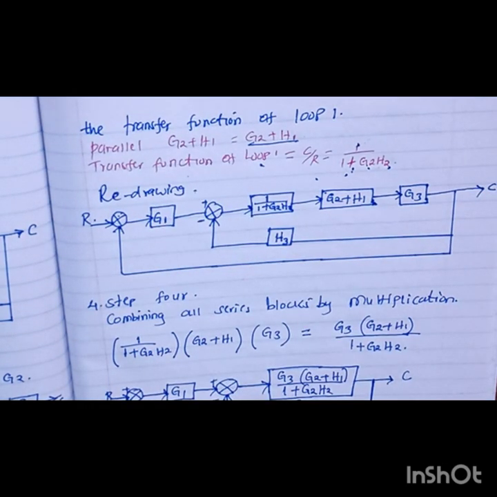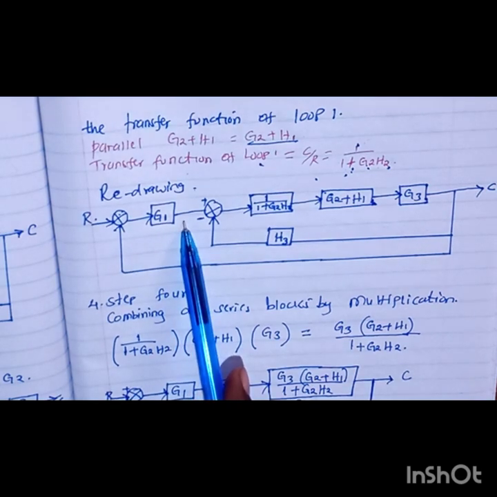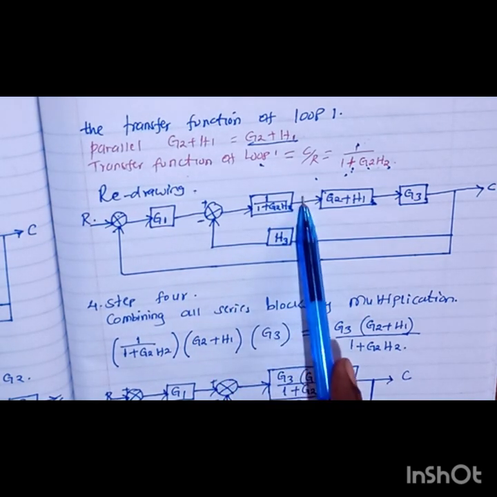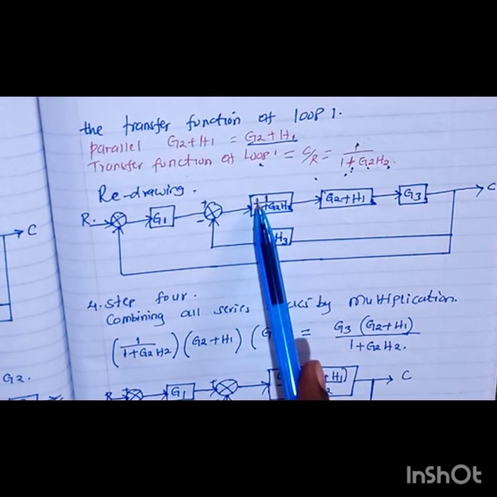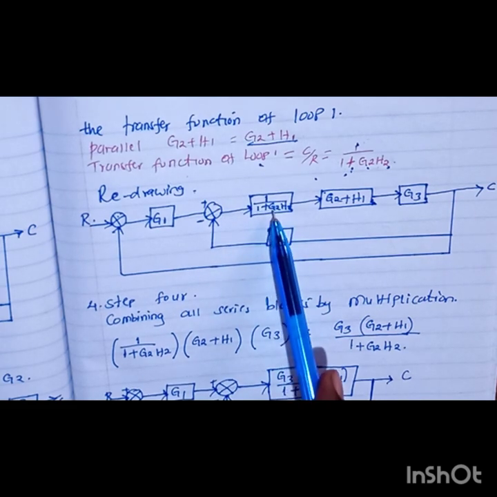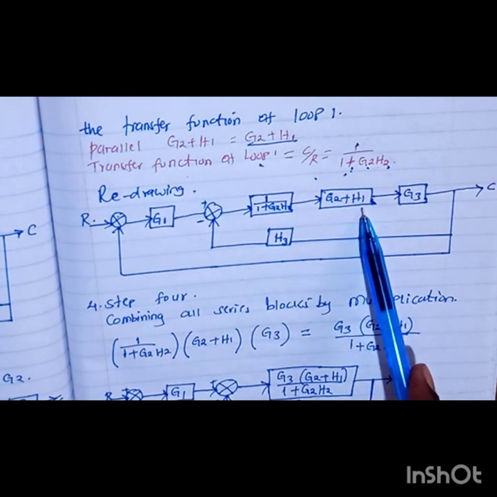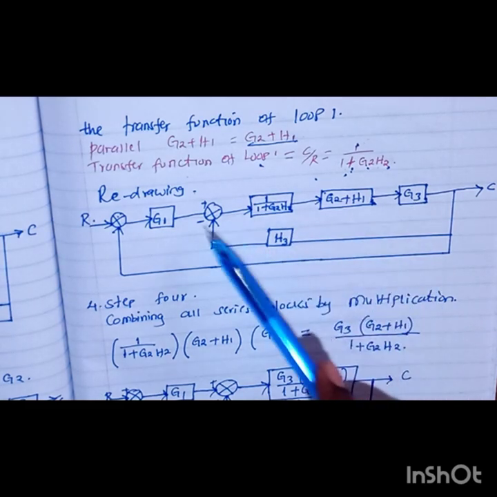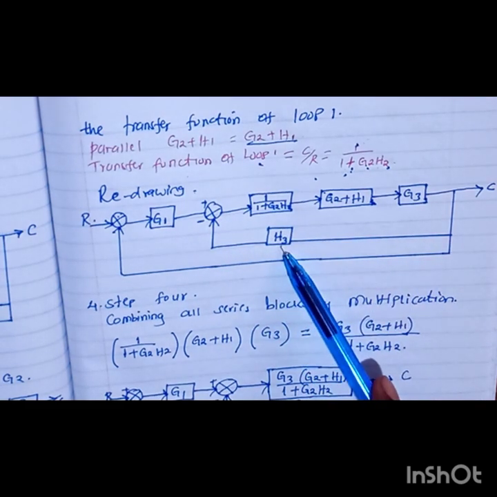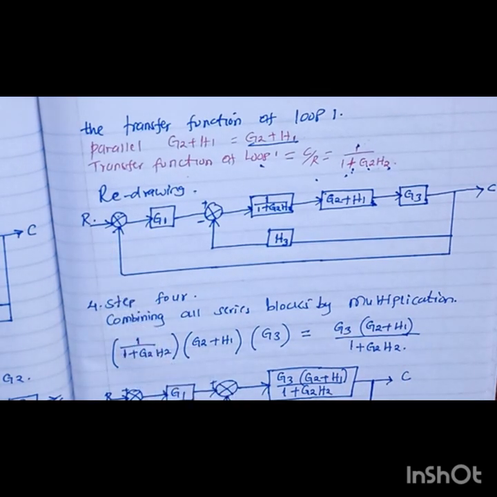I redraw the diagram. Then I'll have my input, the summing point. I have this block, then I have this one here. I had combined loop 1 by obtaining the transfer function, so I got 1 over 1 plus G2H2. Then I combined the parallel block: I have G2 plus H1. Then I include my G3, then I complete the loop. So here I have H3. I have the output, and then I have the feedback like that.